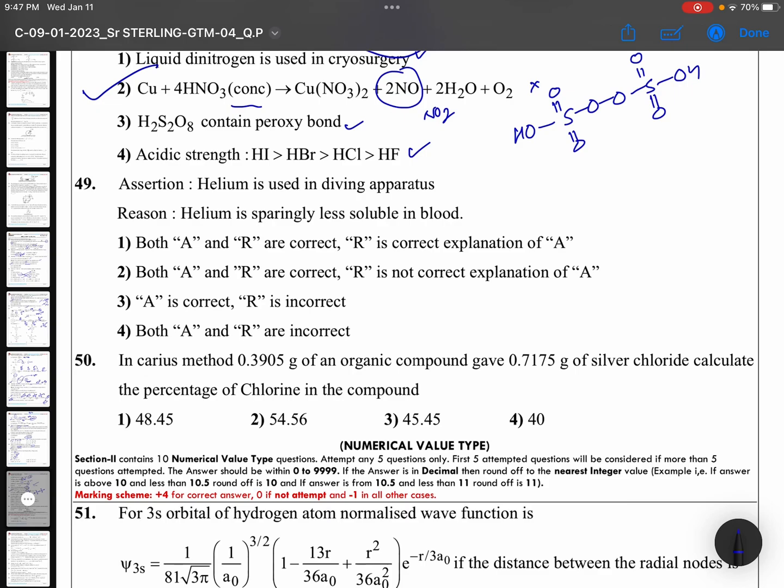Helium is used in diving apparatus. Helium is sparingly soluble in blood. Both are correct and the explanation is correct. Nitrogen is soluble, helium is insoluble, so it is used.